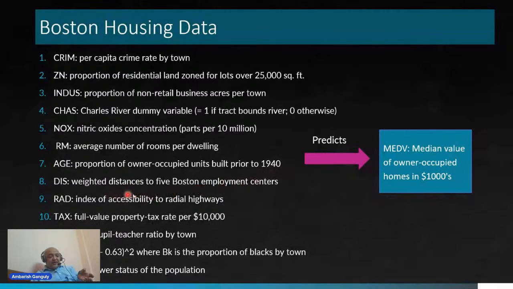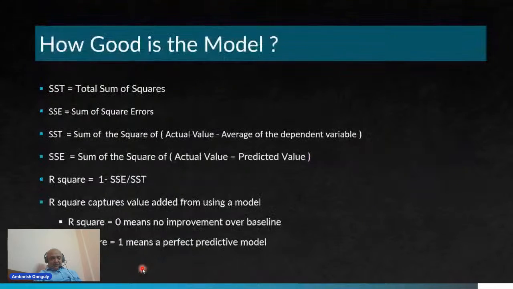Then there is the weighted distance to five Boston employment centers, which is the distance from an employment center. How close is it to the radial highways? The property tax, the pupil-teacher ratio, the black proportion, and the lower status of the population. These are the various combinations of factors affecting the house price. This too you can solve by linear regression. So this is one example.